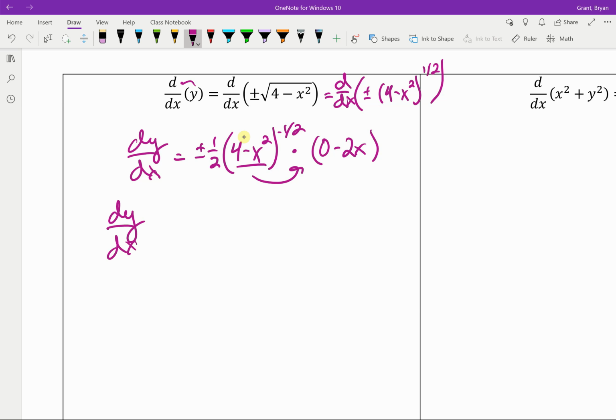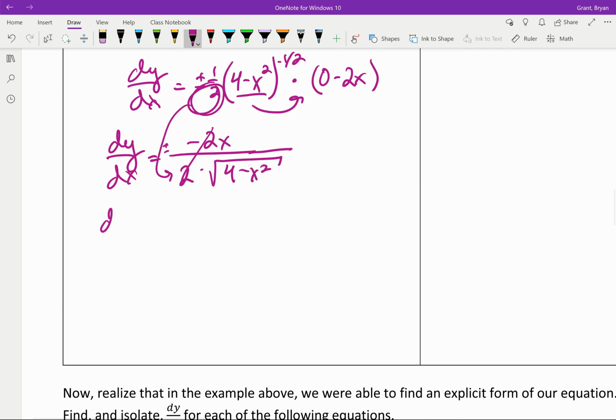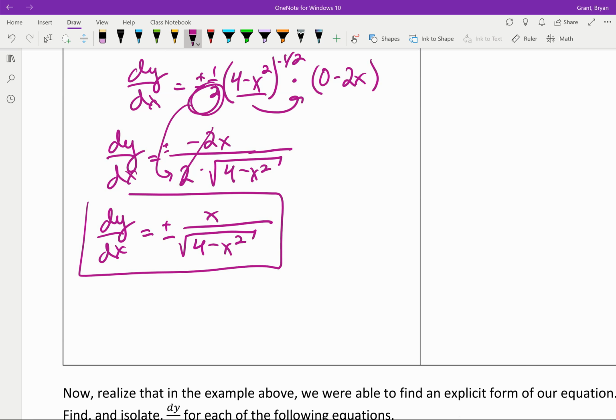So how can we clean this up a little bit? Well, 0 minus 2x is negative 2x. The 2 that's in front is going to hang out in the denominator. And then this is going to become the square root of 4 minus x squared. Forgot my little cute plus minus out front. And then I think we can even take away these 2's, right? So cleaning this up just a little bit more, I think we end up with plus minus x divided by the square root of 4 minus x squared. It's not a beautiful derivative, but it is the dy dx for this equation.